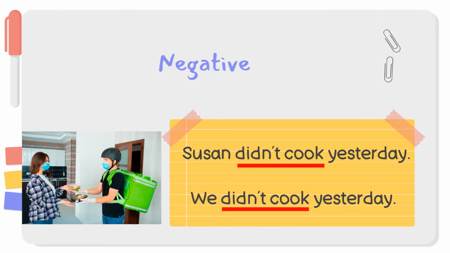Negative. In negative sentences, we use the auxiliary verb didn't plus the base form of the action verb. Notice that the action verb is not in the past form. Didn't is used for all the persons, so we have subject plus didn't plus the base form of the verb. Susan didn't cook yesterday. We didn't cook yesterday.